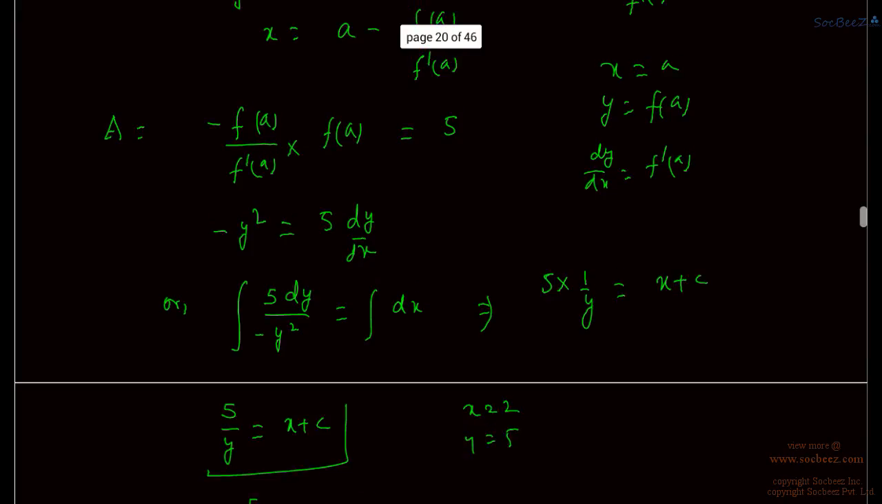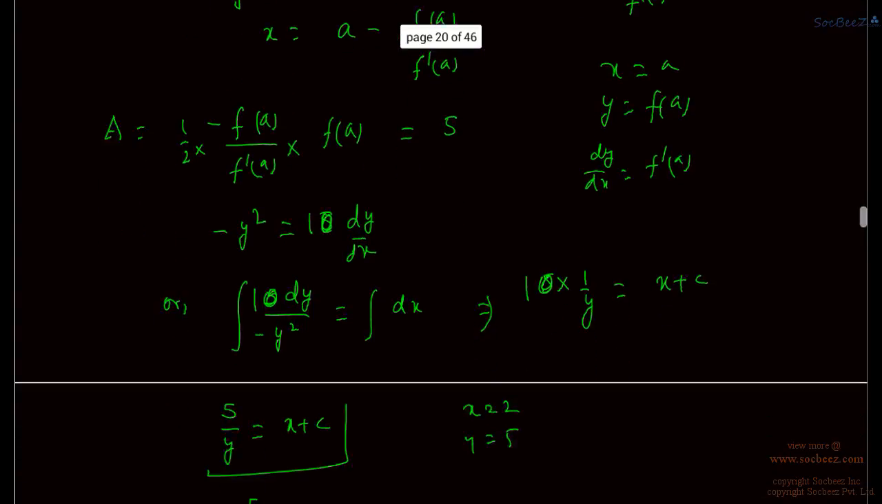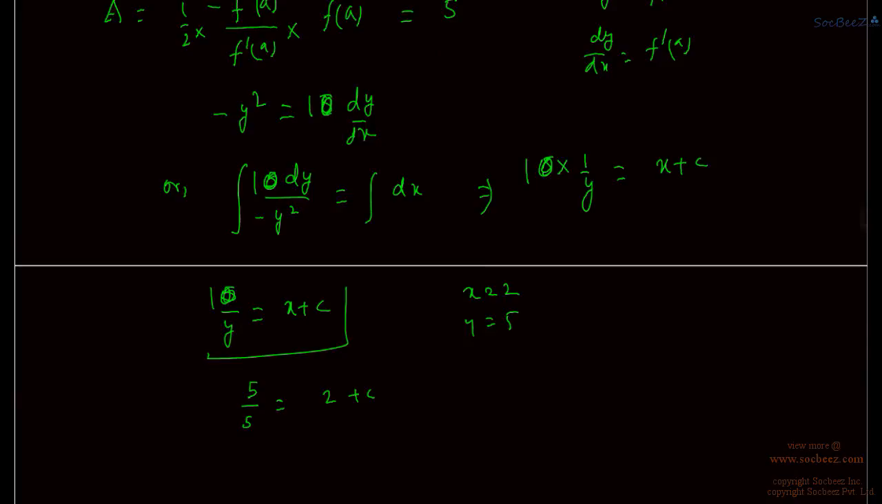Okay, let us see. The area of a triangle is half into base into height. So we have half times this into this. So this is actually 10, right? This should be 10. So we have 10 here in place of this.